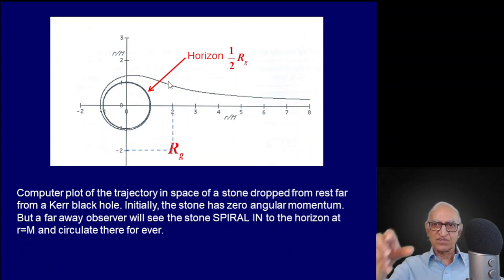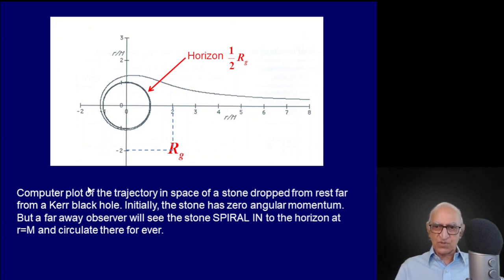That's because space is being dragged. Inertial frames are being dragged. Then finally, it is made to go round and round and round at a radius equal to half the Schwarzschild radius, which is the event horizon.